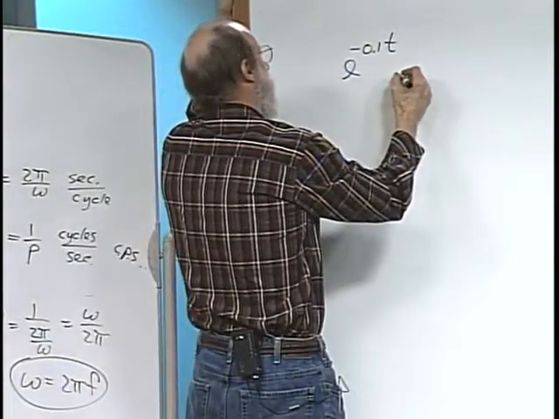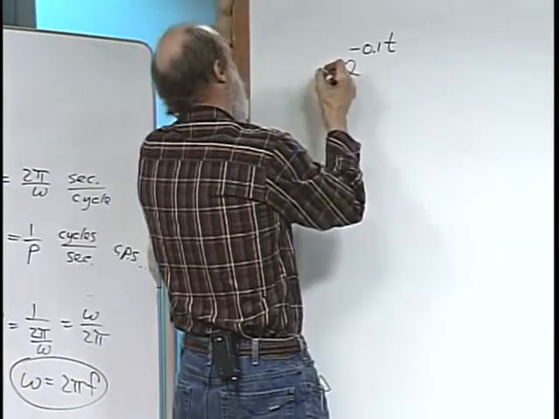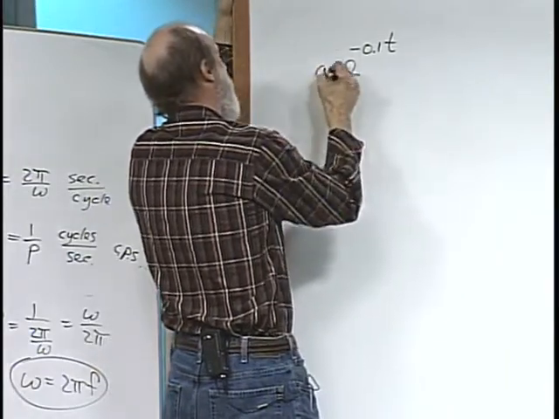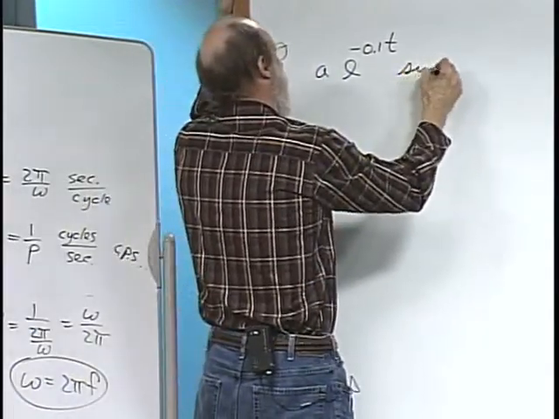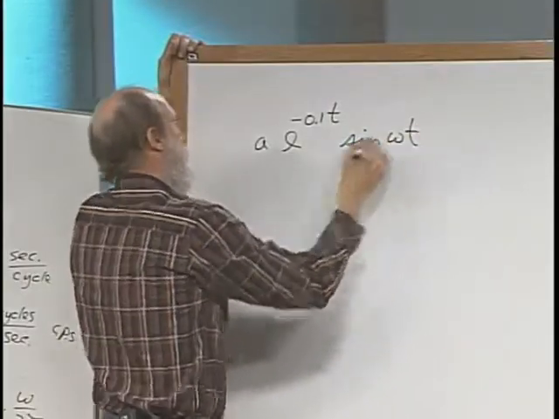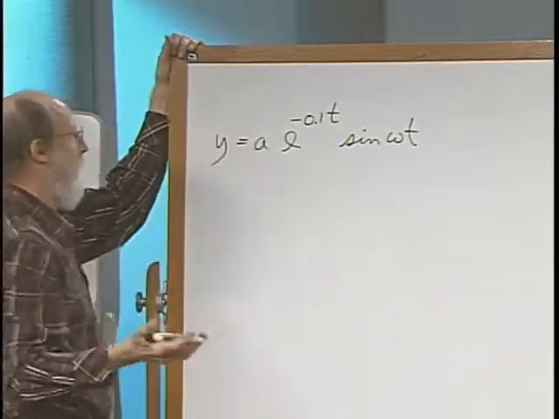And then let's multiply that by a harmonic model. So let's put a multiplier of a on there to change its amplitude from 1. And let's use a sine this time, omega t. And let's just call that y.